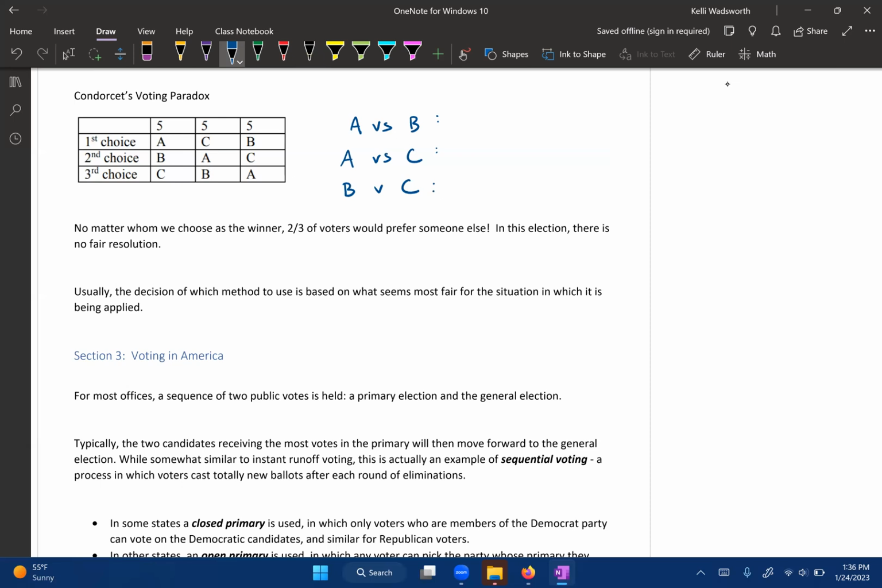How often is A preferred over B? Here and here. So that's 10. So we've got 10 to 5. How often is A preferred over C? We've got here. So A is preferred over C only 5 times. So C is preferred over A the other 10 times. All right, what about B versus C? How many times is B over C? Here and here. So that's 10. And then C is preferred 5 times.